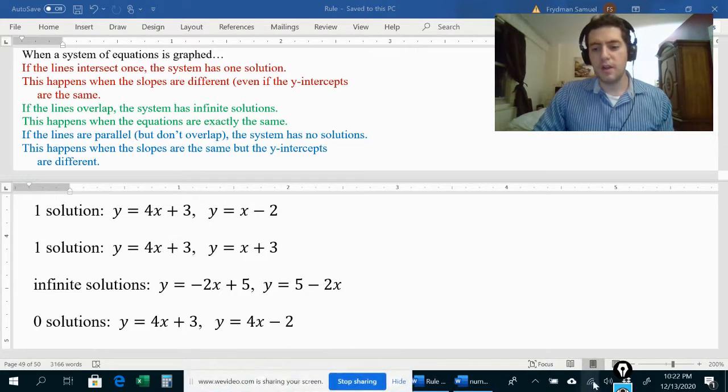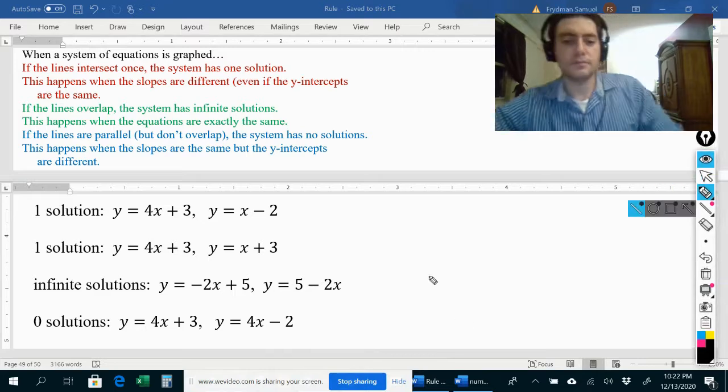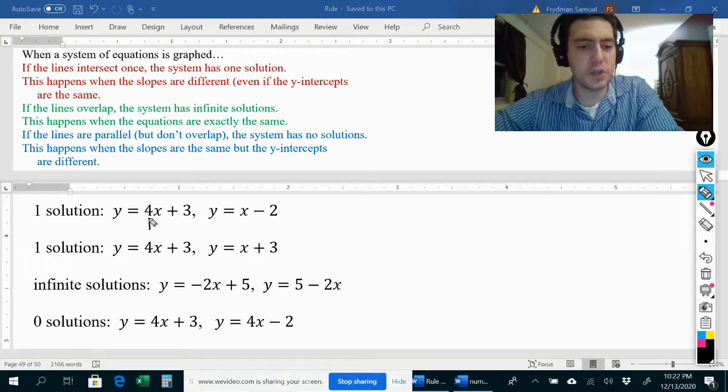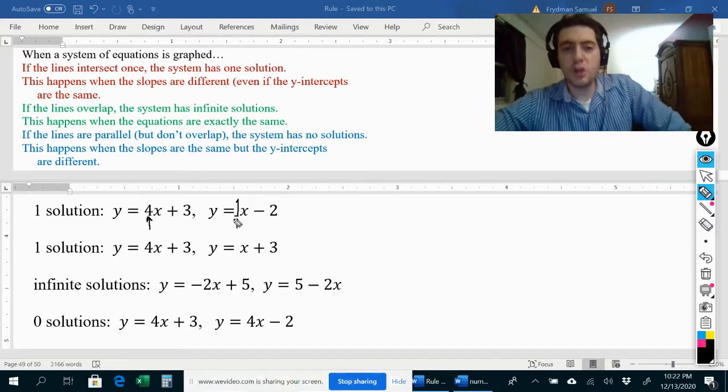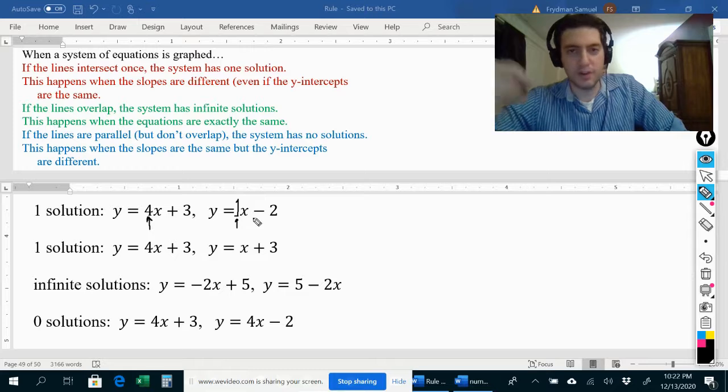So here I can see that the slope for this equation is 4, whereas the slope for this equation, remember, if you don't see a coefficient, then it is 1. So the slope of this equation is 1. Since those slopes are different, regardless of whether the y-intercepts are the same or different, then I know that the equation is only going to intersect once, and therefore there is one solution to the system.